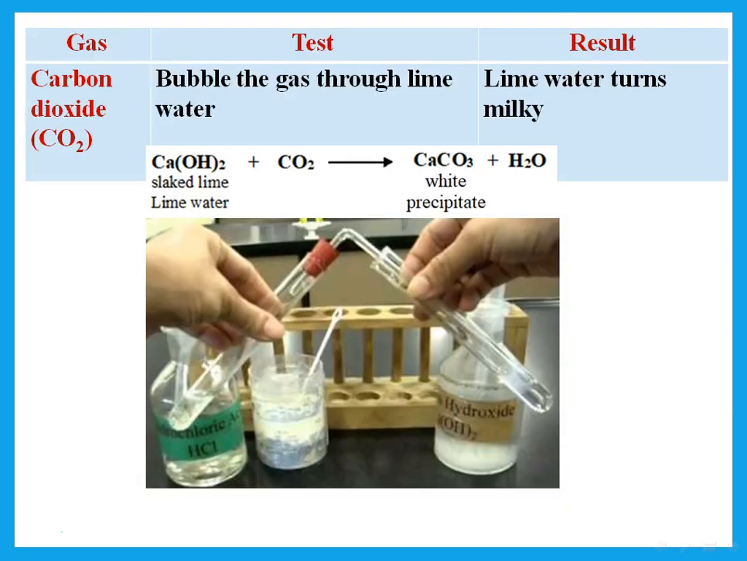Carbon dioxide, bubble the gas through lime water. The lime water turns milky. Remember that lime water is calcium hydroxide. If you pass carbon dioxide through it, it becomes milky because it forms calcium carbonate, which is a white precipitate.